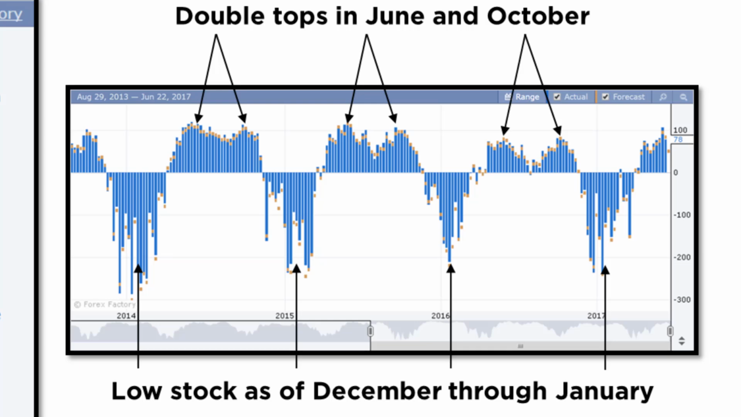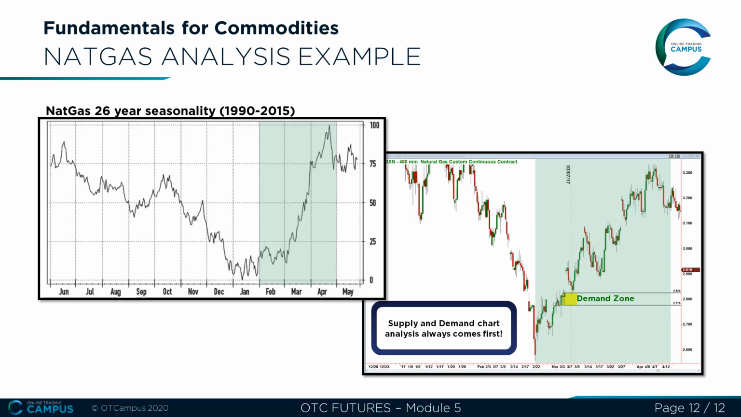Take that fundamental data that you see right there, and now let's start looking at some charts. The next chart I want to show you is really quite fascinating. So just remember, the inventory lows are in December and January, and the peaks are in June and October. Now take a look at this chart here. This is what's called a seasonality chart, or seasonal chart.